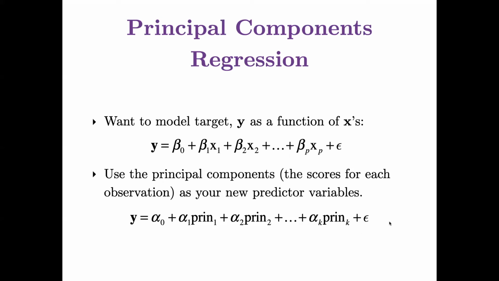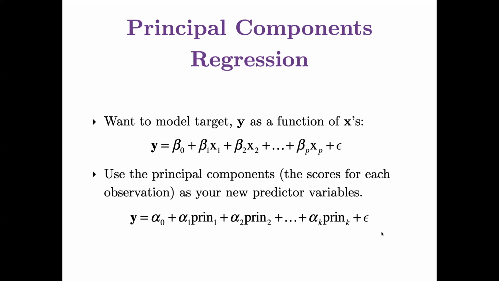Now, what's wrong with this expression compared to this expression? We lack interpretability. We used to be able to say for a 1 unit increase in Xp, Y will change by beta p. Down here, we could still say for a 1 unit increase in prin k, but someone's natural question back will be, what's prin k? I gave you p variables, like X1 through Xp. What is this?